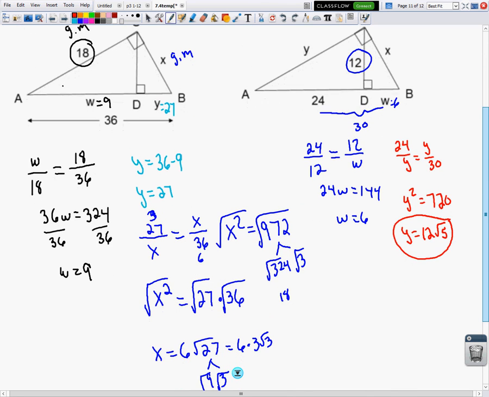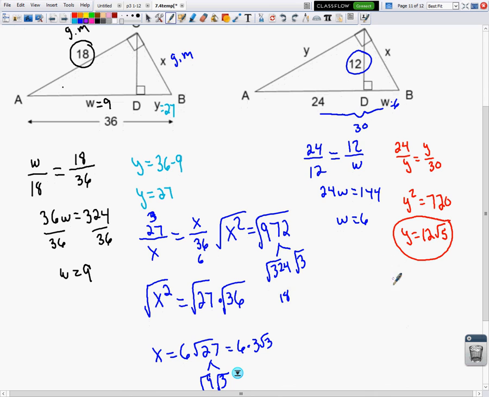The only other variable left to find is what then? X. X is a geometric mean. It's a geometric mean between 6 and 30. X squared is equal to 180. X is equal to 6 square roots of 5, which means 36 went into 180 5 times. Everybody good?